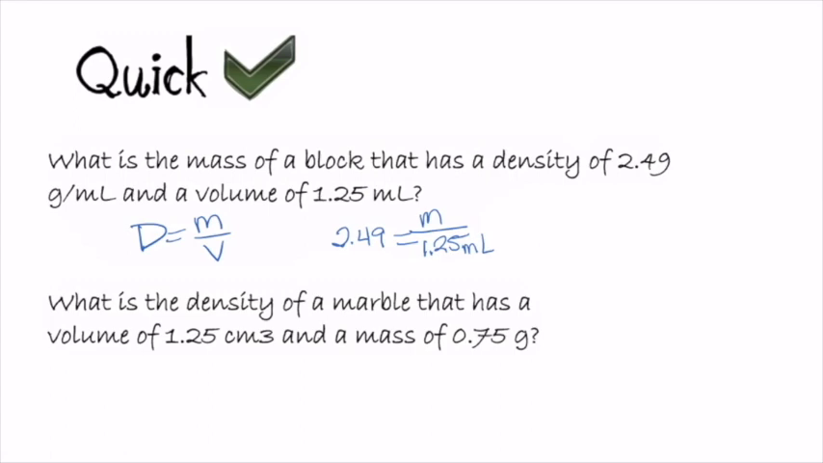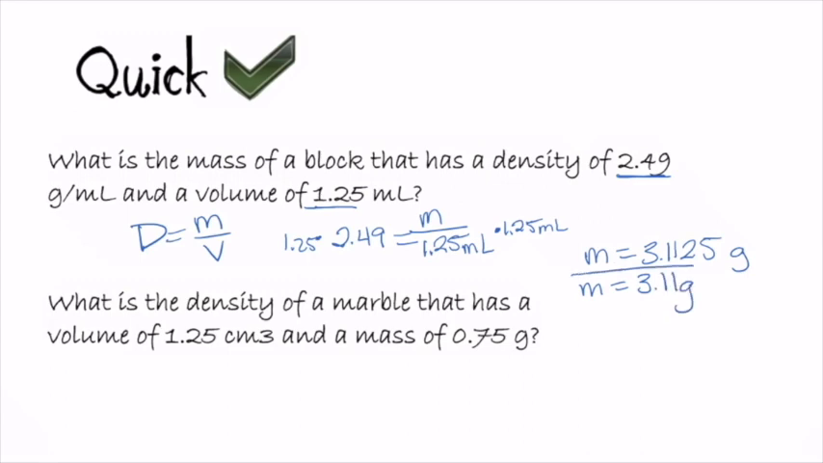So, to solve for m, we're going to multiply each side by 1.25 milliliters, and m equals 3.1125 grams. We need to remember our significant figures. So this is multiplication. We need 3 significant figures. So our mass is 3.11 grams.